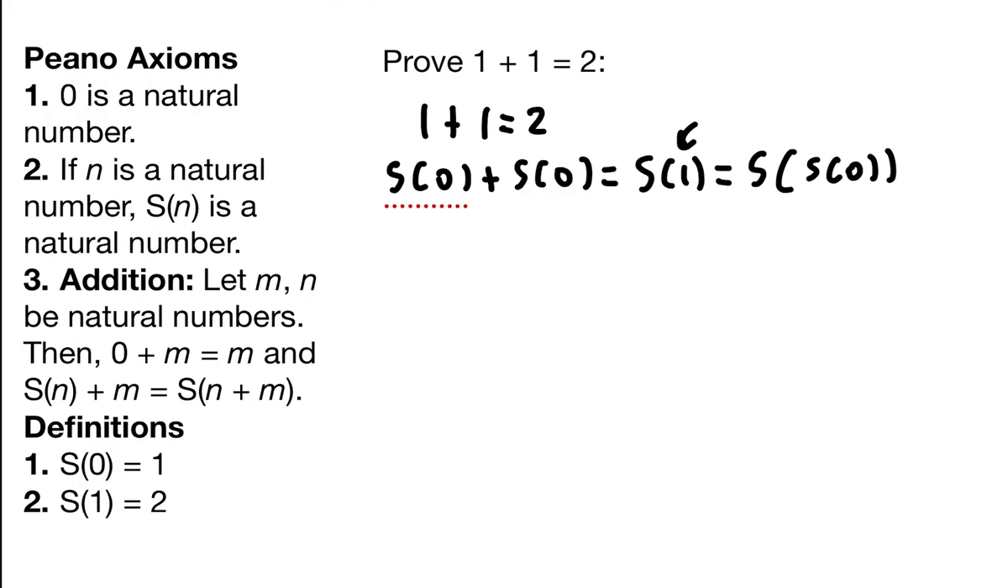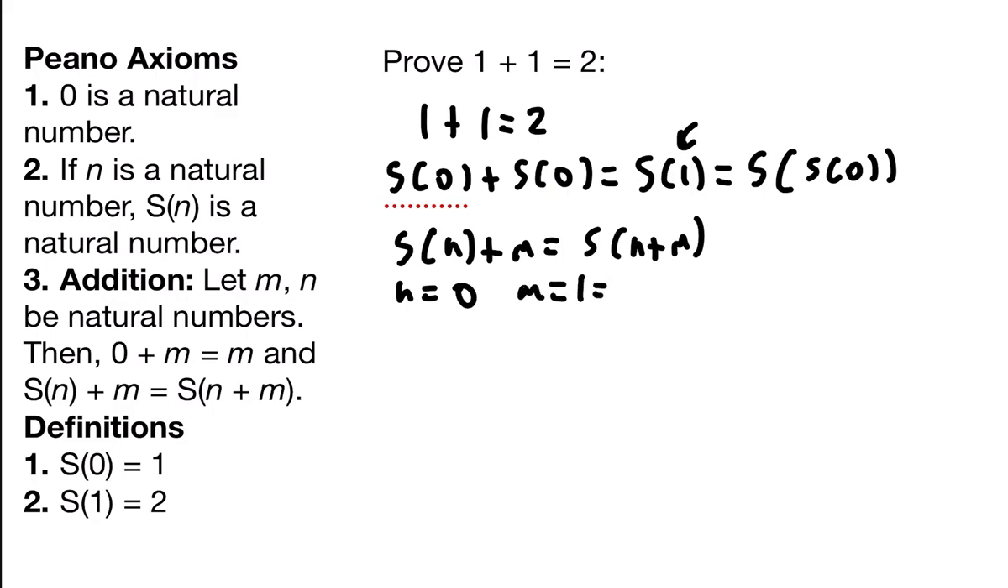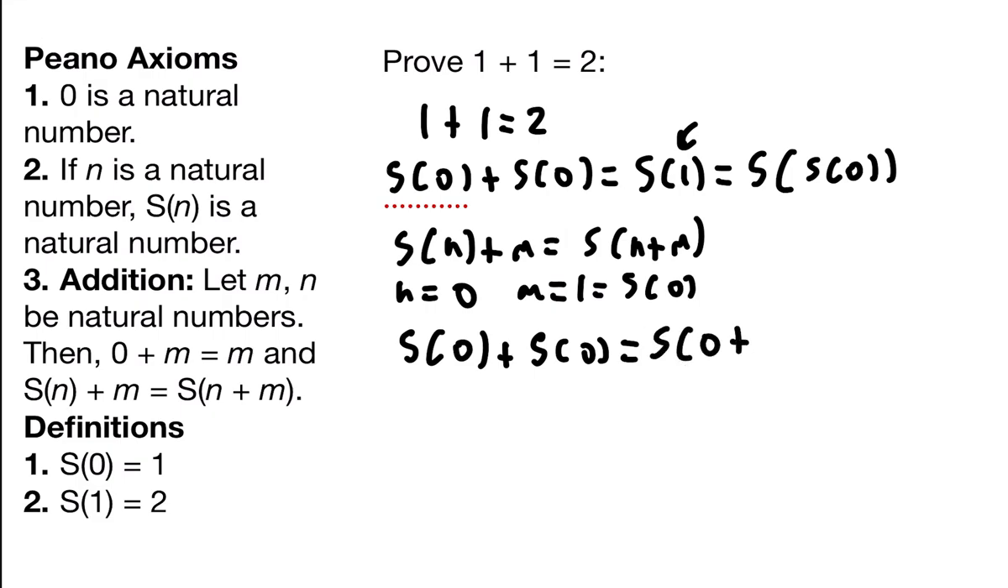Now we're going to go to our definition of addition. We say that S of n plus m equals S of n plus m. We're going to say let n equal 0 and m equal 1, or S of 0. Why? Because we can. So now plugging in our numbers, we have S of 0 plus m, which is S of 0, equals S of 0 plus S of 0.